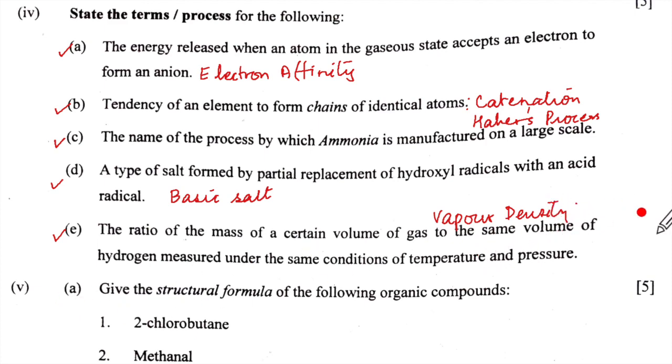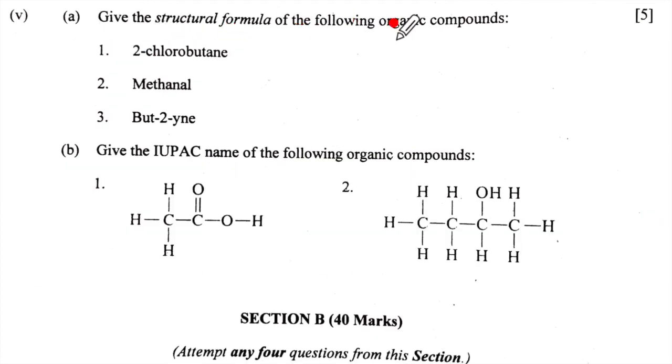Alright, let us come to the fifth part. Give the structural formula of the following organic compounds. 2-chlorobutane. Now remember, the main keyword is but. But means 4 carbons. So C single bond, C single bond, C single bond, C. Now if this is the first one, this is the second one. So for the second one, if we attach chlorine, that becomes 2-chloro.